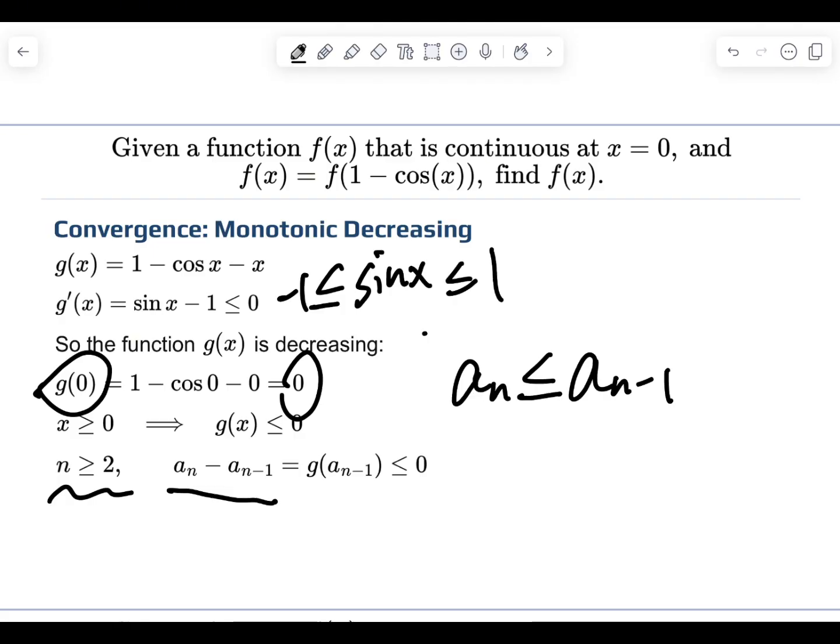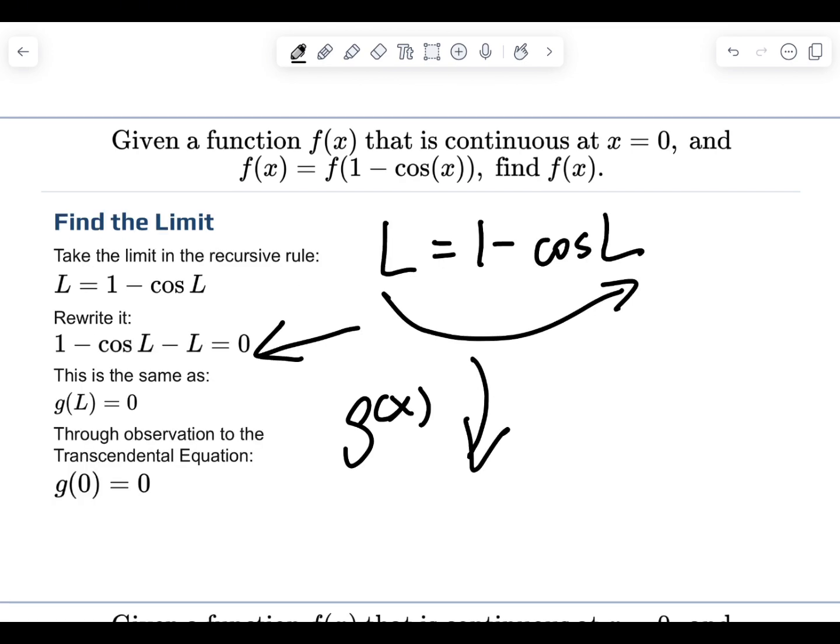And is that the only solution? Because through observation we get g of 0 is equal to 0, the answer is yes, because g of x is always monotonic decreasing. That means after x is equal to 0, as the value changes, it can only decrease. So that's why L equal to 0 is the only solution for that equation.